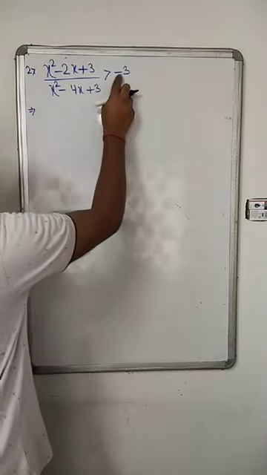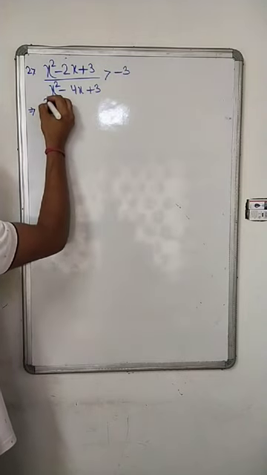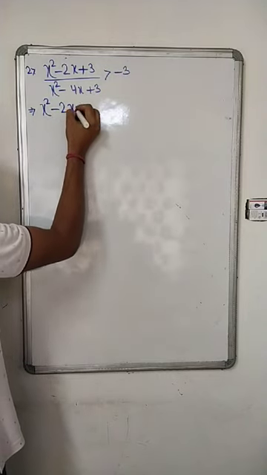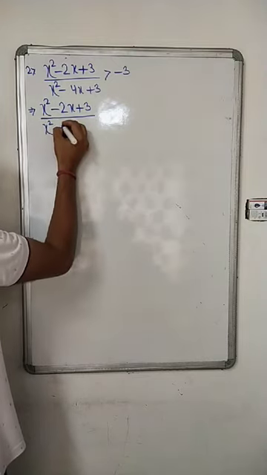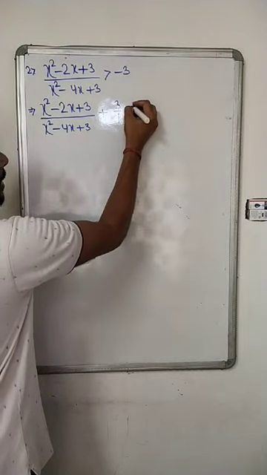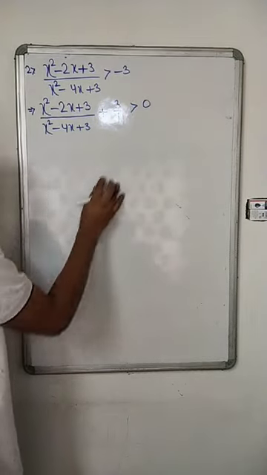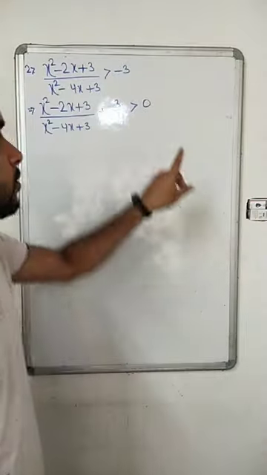So the first step is you have to make the right hand side equal to 0. As you have minus 3 on the right hand side, bring this minus 3 to the left hand side. If I bring this minus 3 to the left hand side, it will become plus 3 by 1. Nothing means 1. Now we have 0 on the right hand side, because our first objective is to make the right hand side equal to 0.